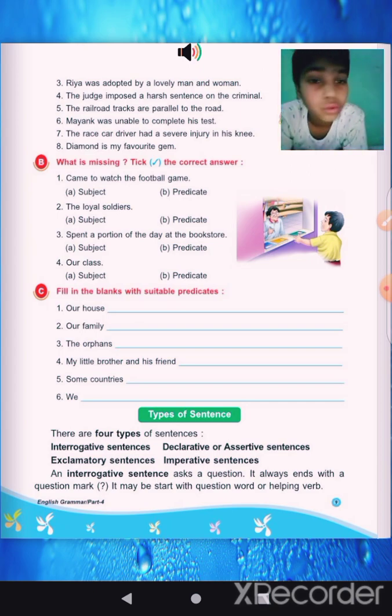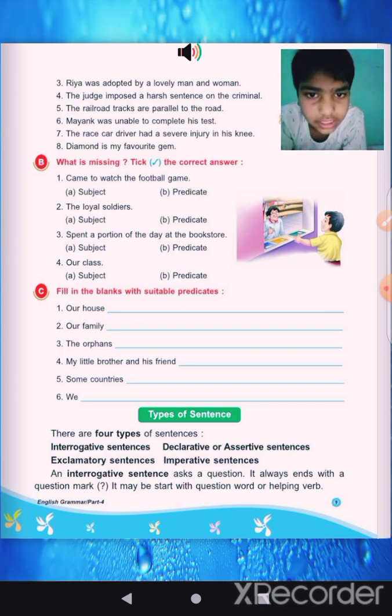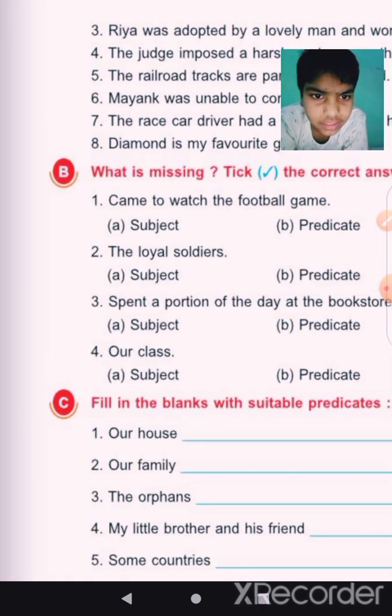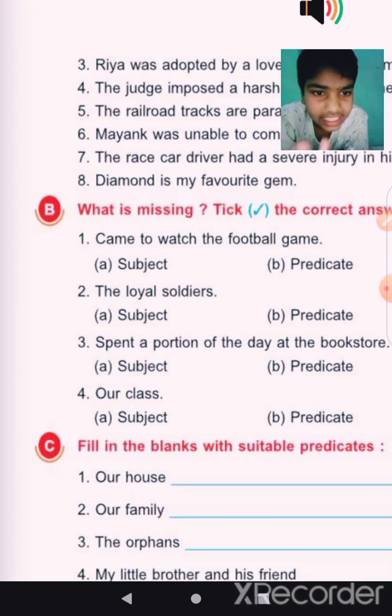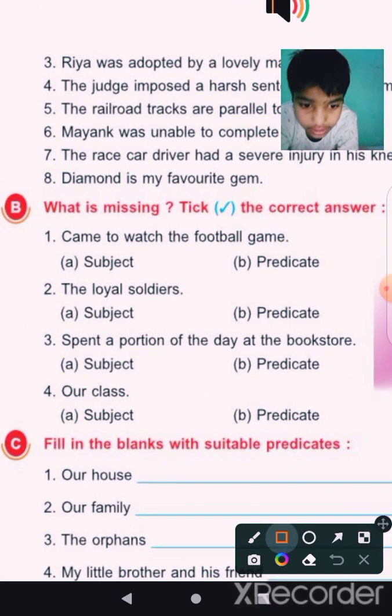Okay, now see the next question. What is missing? Tick the correct answer. I will just tick it. So ticking is really easy. So I will just write it up. You have to again read the question carefully. What is missing? Tick the correct answers. Don't read with fast speed, or you won't understand.